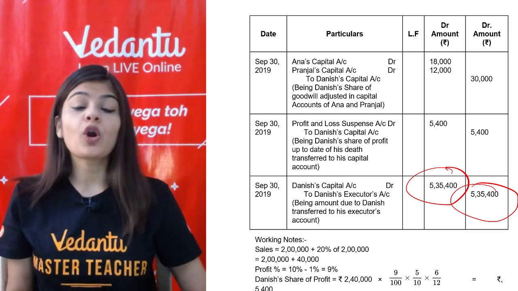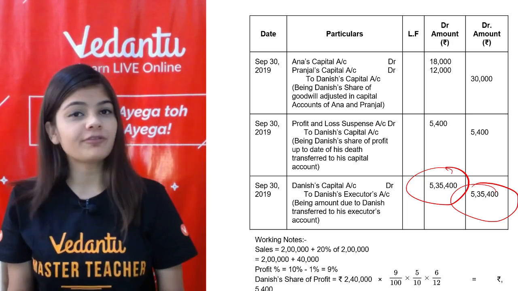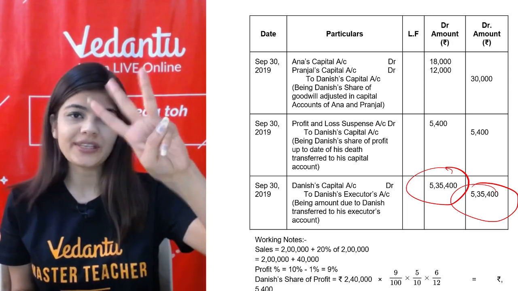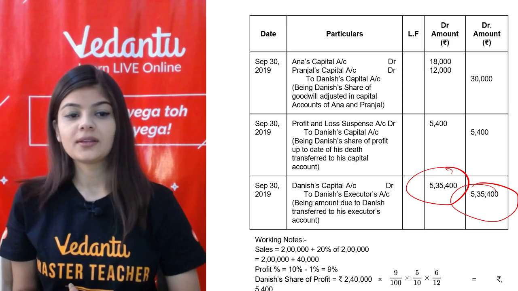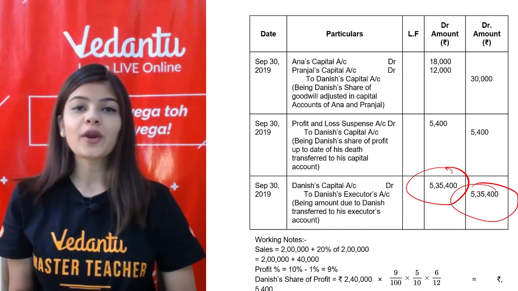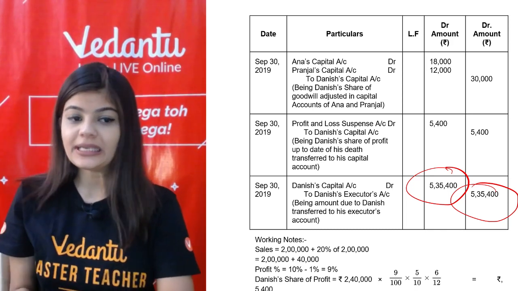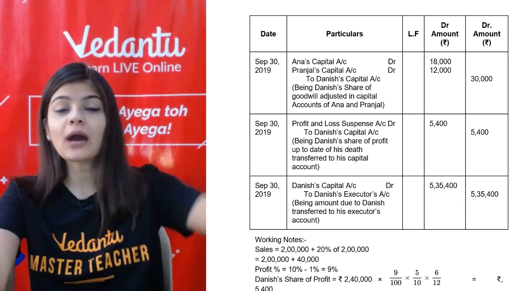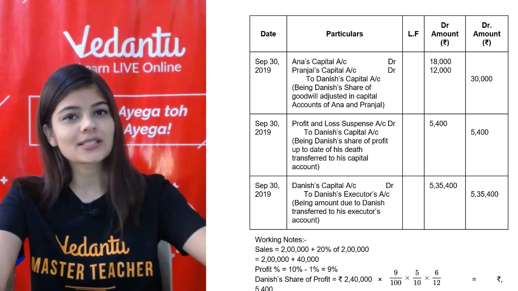So this question is from death of the partner, which is asked for 4 marks, and there were only 3 journal entries. So I hope that this question is clear to everyone. If you guys have any doubts, you can drop your doubts in the comments box.